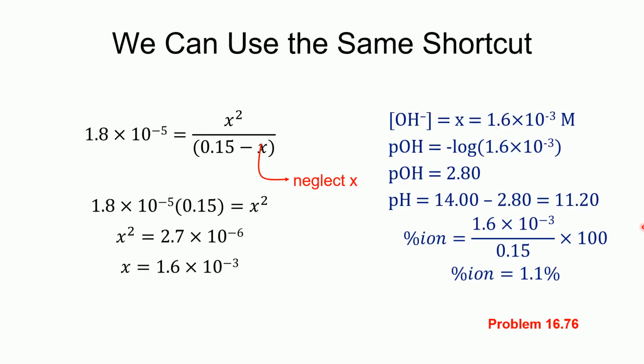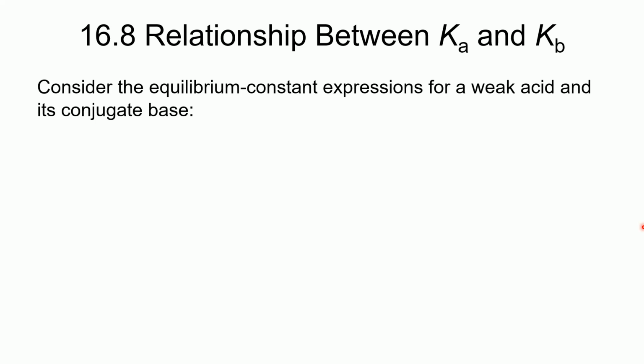and look at the relationship between the Ka of a weak acid and the Kb of the conjugate base. This relationship is pretty easy to do. Let me show you how this works. So let's write out the equilibrium constant expression for a weak acid and for its conjugate base. So here is the equilibrium reaction for HF. I'm just going to use HF as an example.